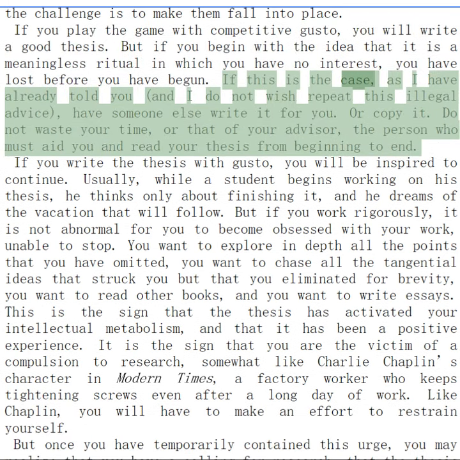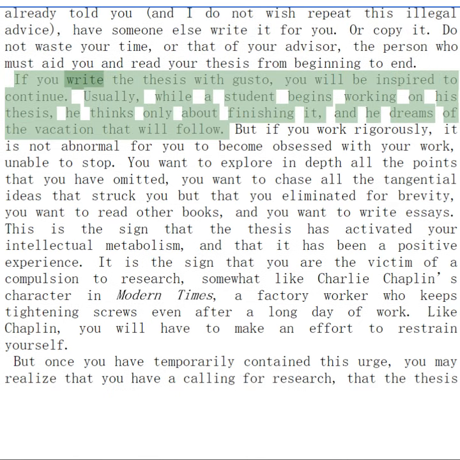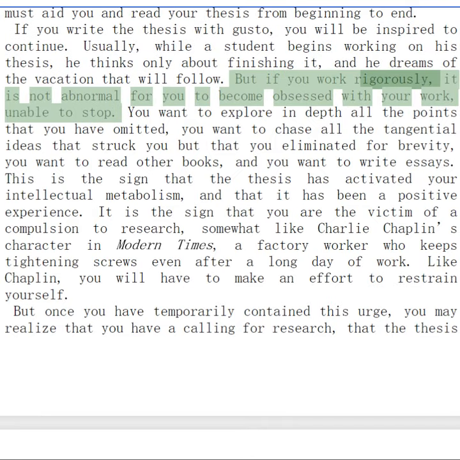If this is the case, as I have already told you, have someone else write it for you. Or copy it. Do not waste your time, or that of your advisor, the person who must aid you and read your thesis from beginning to end. If you write the thesis with gusto, you will be inspired to continue. Usually, while a student begins working on his thesis, he thinks only about finishing it, and he dreams of the vacation that will follow. But if you work rigorously, it is not abnormal for you to become obsessed with your work, unable to stop.